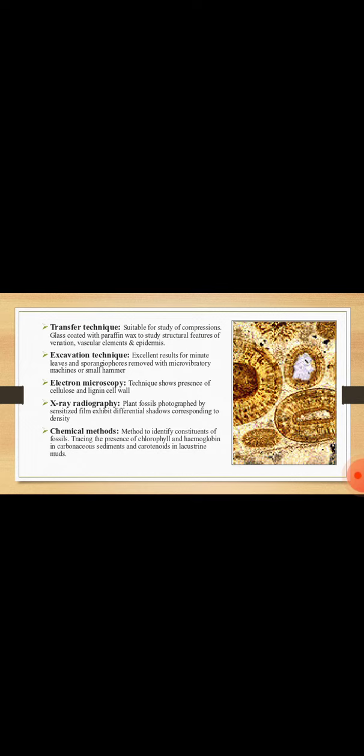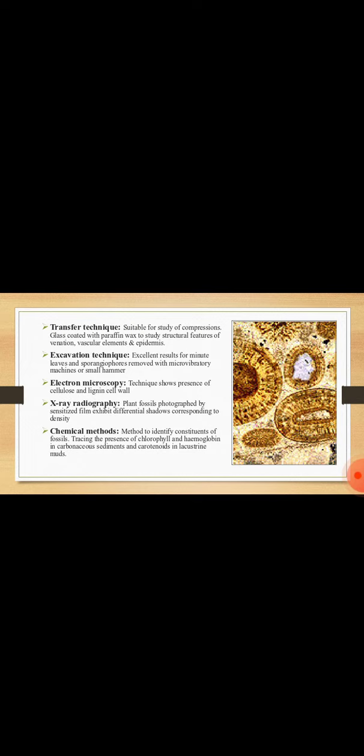The observations made by Wesley and Cooper on the xylem element of lepidodendron were based on electron microscopy. The specimen obtained by this technique showed the presence of cellulose and lignin in the cell wall, but is commonly not employed due to complex equipment and intricate procedure involved.